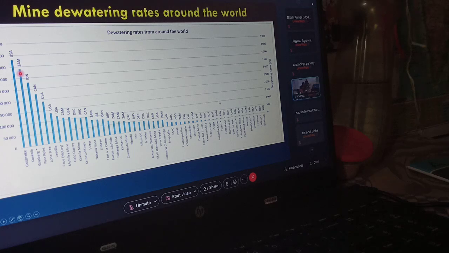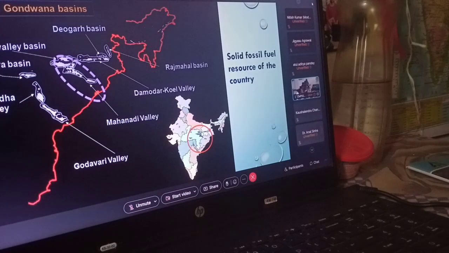Let us compare the same thing with the Indian scenario. Basically, I am taking the example of fossil fuels only. Fossil fuels are distributed in various valleys, that is Damodar, Mahanadi, Godavari Valley. These are the major valleys in India contributing to the solid fossil fuels.